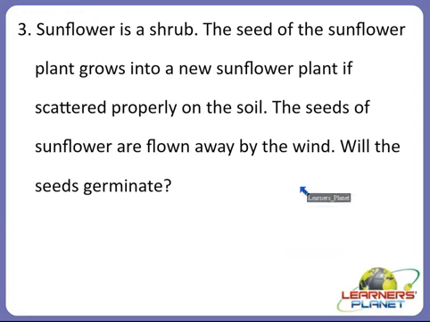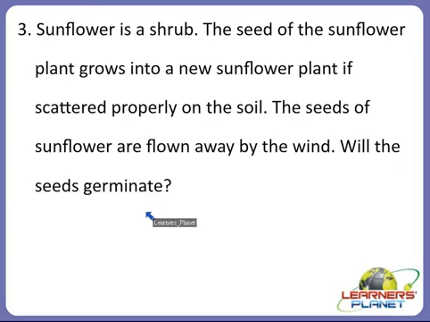Yes. The third question is that sunflower is a shrub, as you all know. And the seed of the sunflower plant grows into a new sunflower plant if scattered properly on the soil. As we know, any seed if scattered properly on the soil will be able to germinate, right? So children, the seeds of sunflower are flown away by the wind. So will the seeds be able to germinate? Just consider that all the conditions are provided, right? They are getting all the natural essential factors.